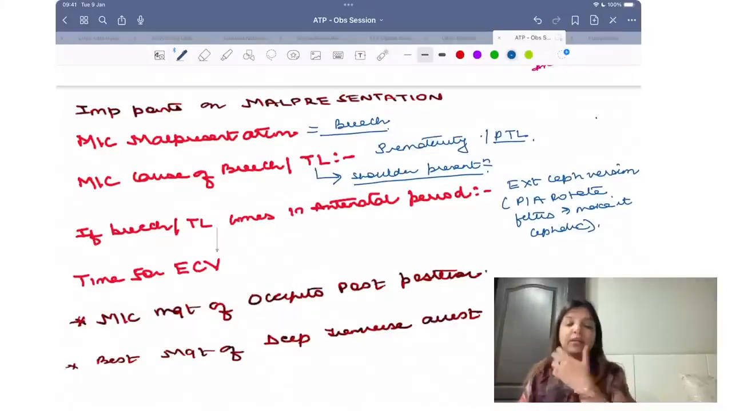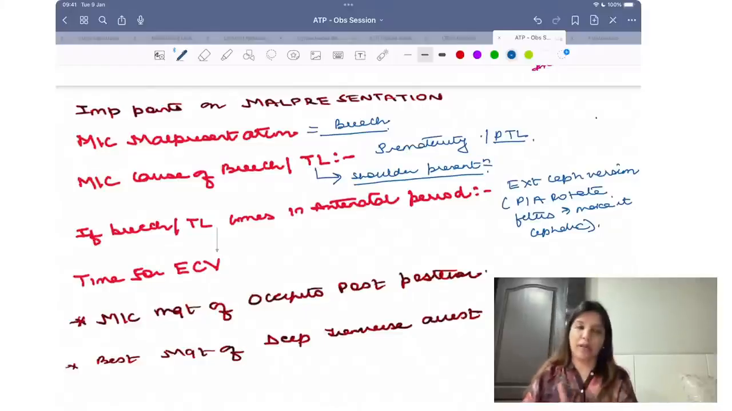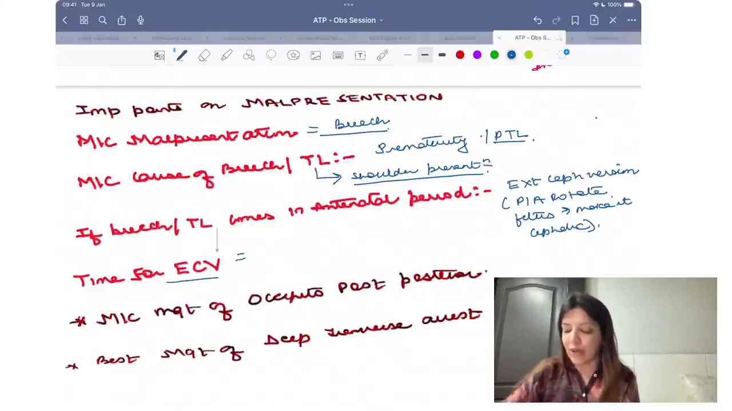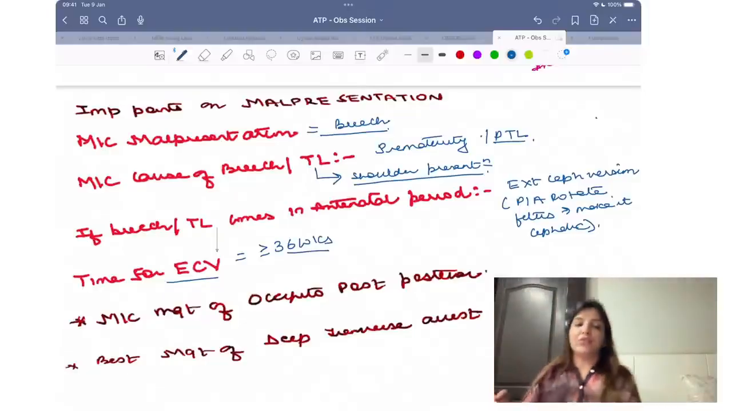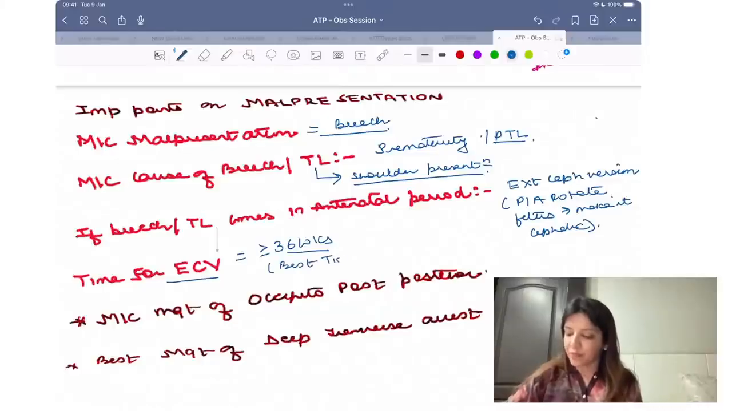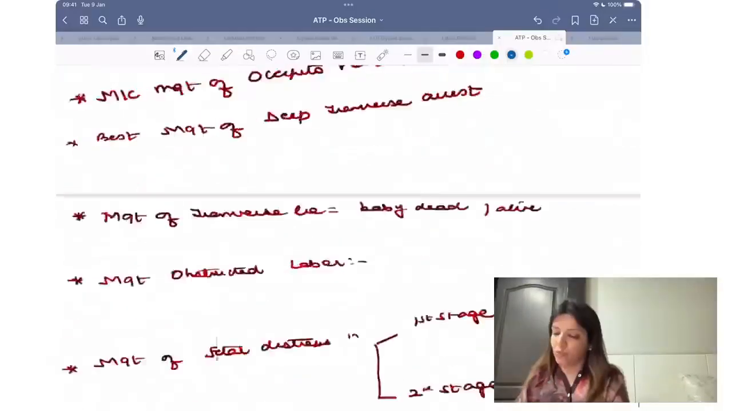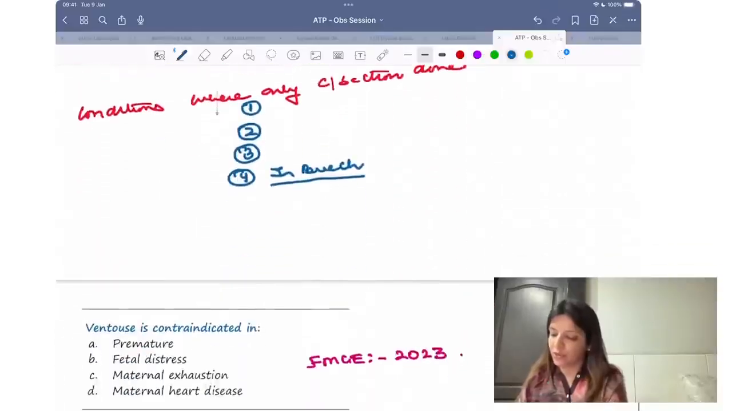Now, this can be done only if the baby is breech or transverse lie, and this can be done only if it is a single pregnancy. It cannot be done in twin pregnancy. Time for external cephalic version is more than 36 weeks. You can do it any time after 36 weeks. Best time 37 weeks.